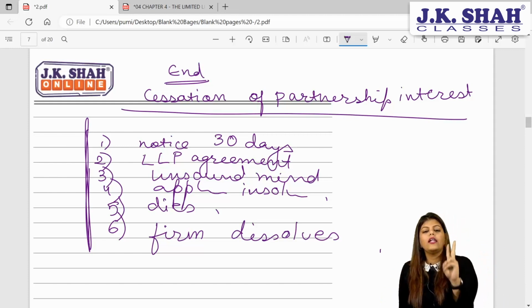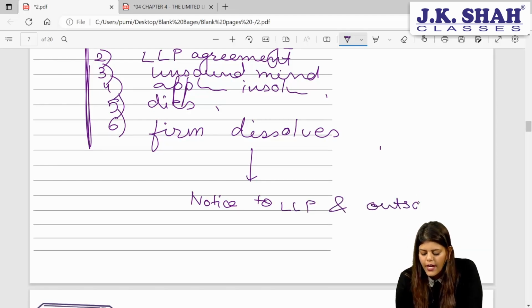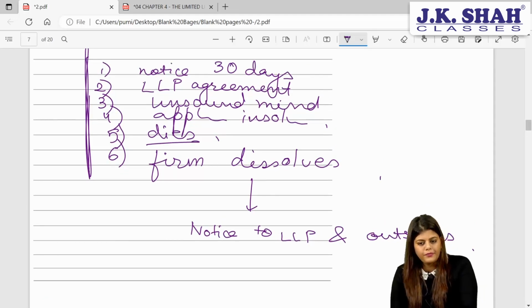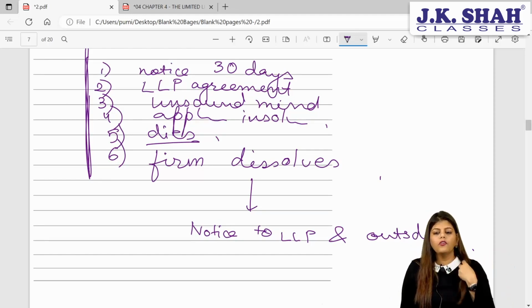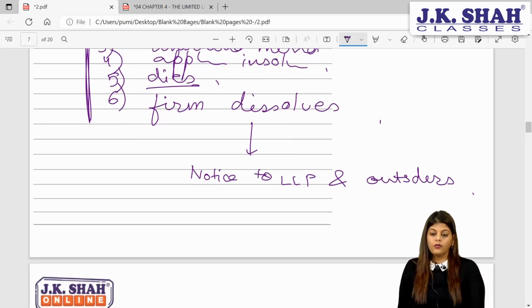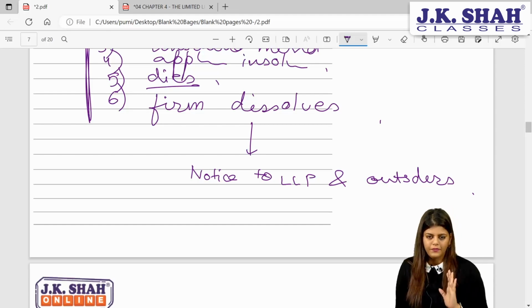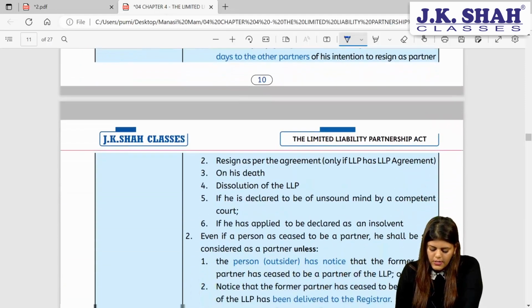So cessation happens in 6 circumstances. You give a notice of 30 days, LLP agreement, you become of unsound mind, applied for insolvency, the person dies, or the firm simply dissolves. If this happens, you have to give a notice to the LLP and outsiders, saying, boss, I have left. Of course, this is not going to happen when the person dies. But in other cases, unsound mind, insolvency, some representative can give that notice. So you have to officially inform the LLP that you are no longer a partner because of so and so reason. And you also have to inform outsiders, because if you fail to inform outsiders, you will continue being liable. Just as in a normal partnership firm, when an active partner retires, if he fails to give public notice, he will continue being liable. Same rule is applicable here. If you cease to be a partner, you have to inform outsiders, otherwise you will continue being liable. Are you clear? So this part is these 6 points.